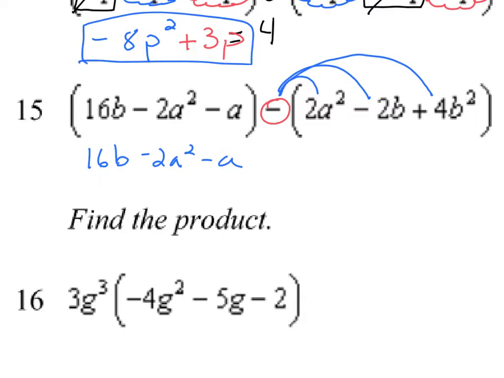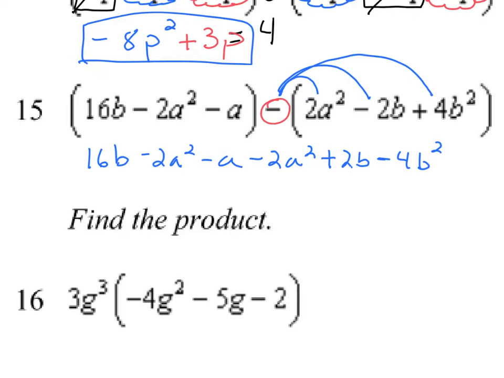So negative times positive 2, that's negative 2a squared. Negative times negative, that's going to be positive 2b. And negative times positive, that's going to be negative 4b squared. After you guys distribute the negative, you combine like terms.